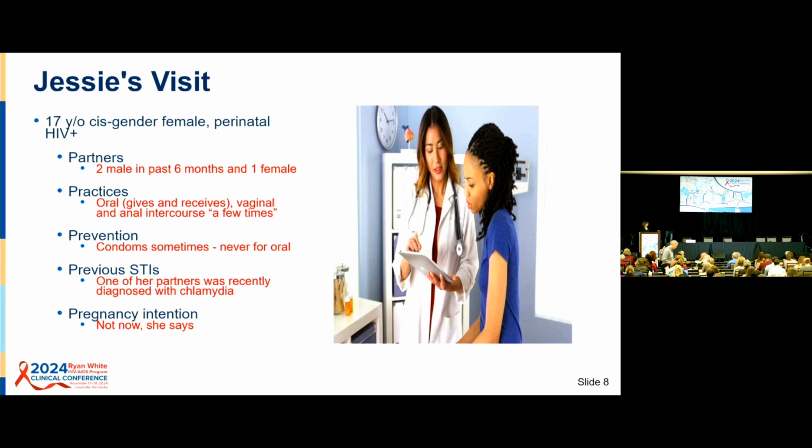So Jessie's a 17-year-old cisgender female, perinatally infected with HIV, has 2 male partners in the past 6 months, 1 female, practices oral, vaginal, and anal intercourse, and uses condoms, but only occasionally, and definitely never uses them for oral sex. That's pretty much a no-brainer. Has had chlamydia in the past. Her partner recently says they've had chlamydia, and she has no intention of getting pregnant.